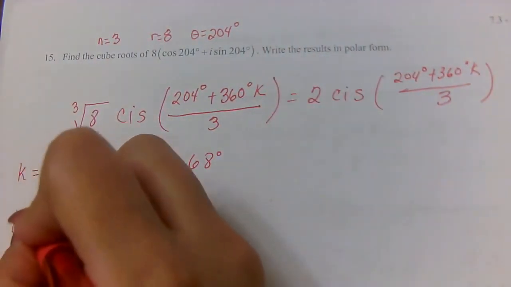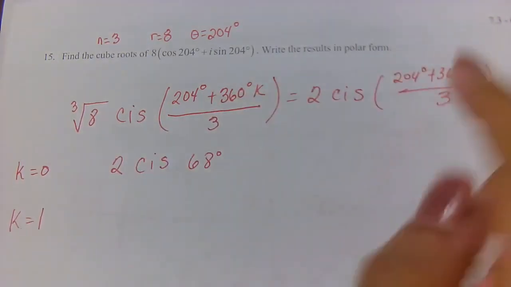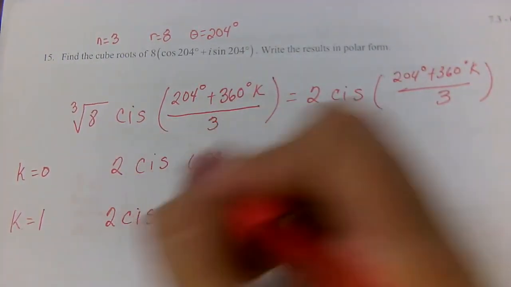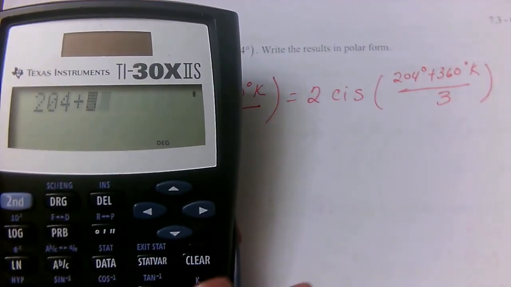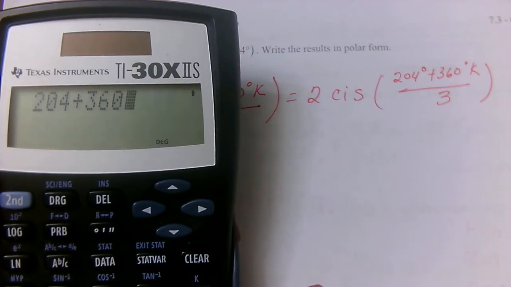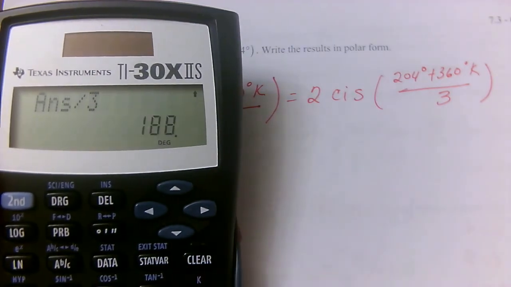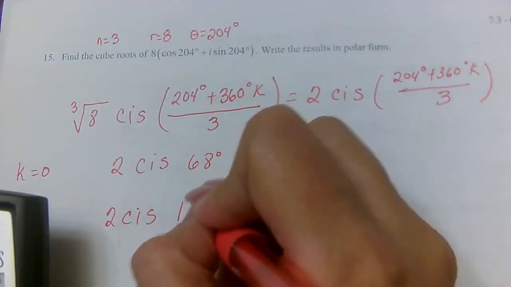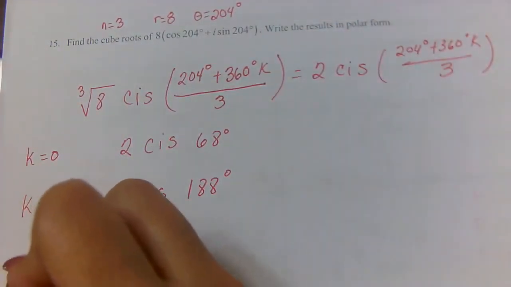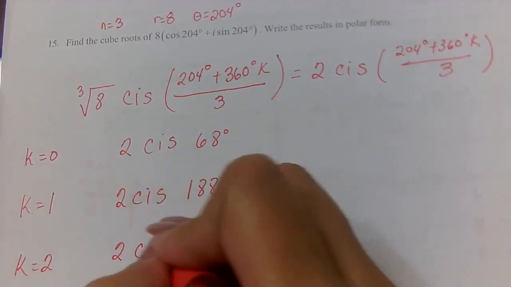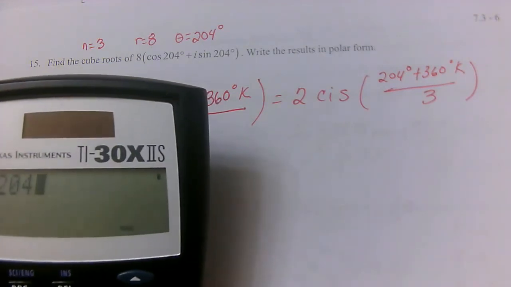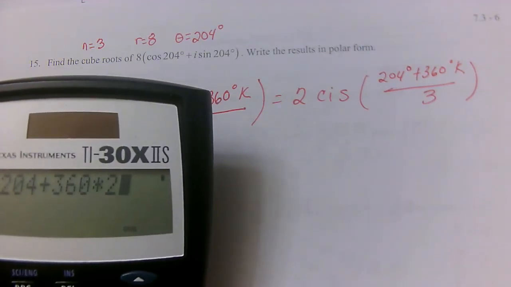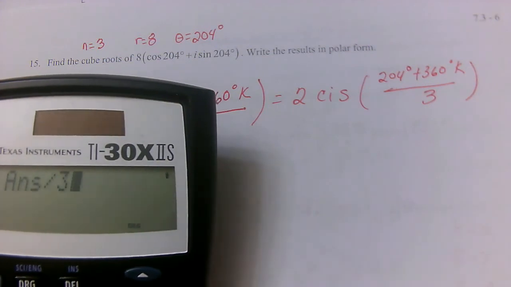k is equal to 1. I'm going to go ahead and plug that in. 2 cis, and then let's plug the 1 into the formula. I get 204 plus 360 degrees. Add that first, and then divide by 3, 188. k is equal to 2. I'm going to have 2 cis, and then plug in a 2 here. 204 plus 360 times 2 divided by 3. You're going to get 308.